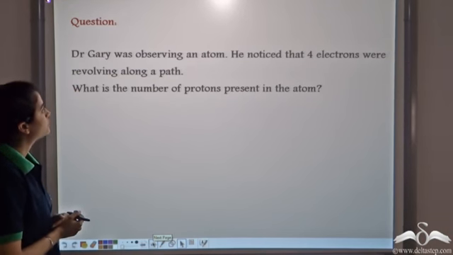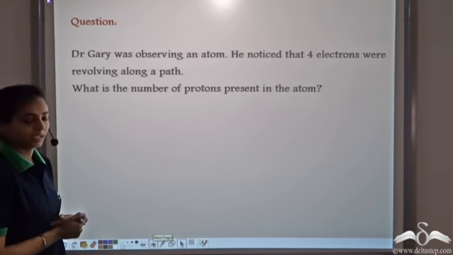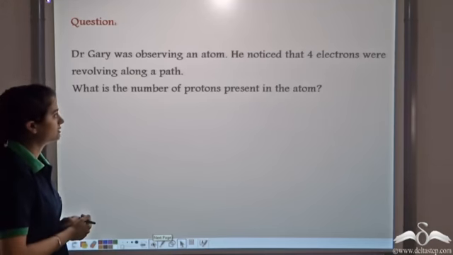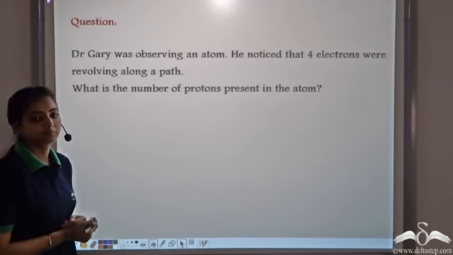So here we have Dr. Gary was observing an atom. He noticed that 4 electrons were revolving along a path. What is the number of protons present in the atom?